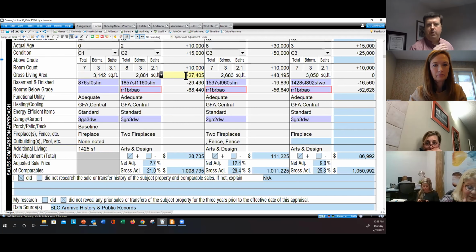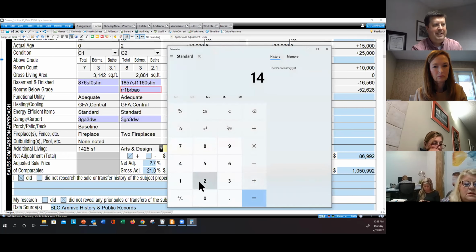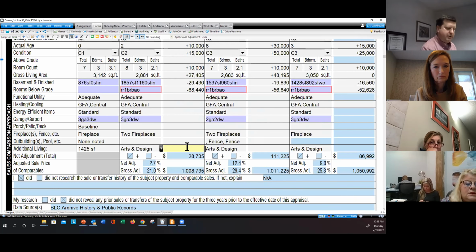On the property I was working on Monday, I think my square footage adjustment was $90 a square foot. And so what I ended up doing was taking my 1,400 square feet, multiplying that by, I'm not going to be able to do that in my head, 1,425 times 90. So I had a $128,250 square foot adjustment. And I did that across the board.